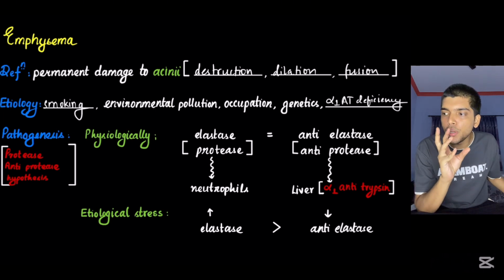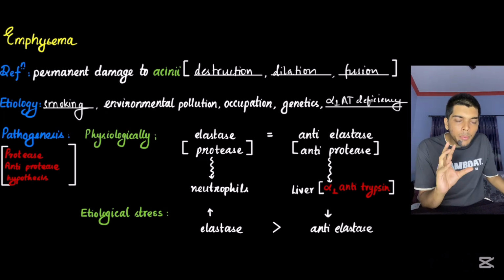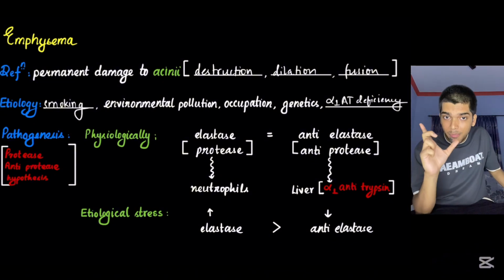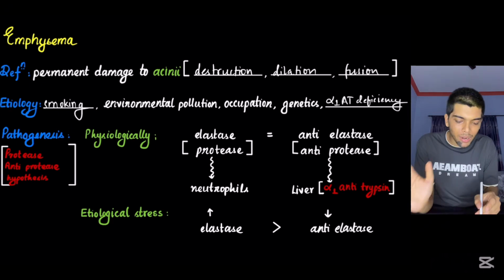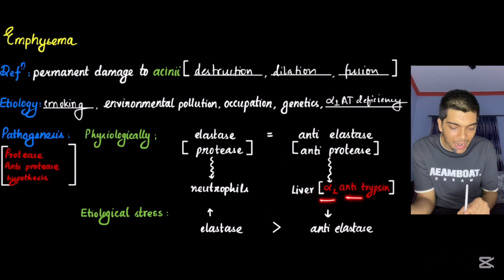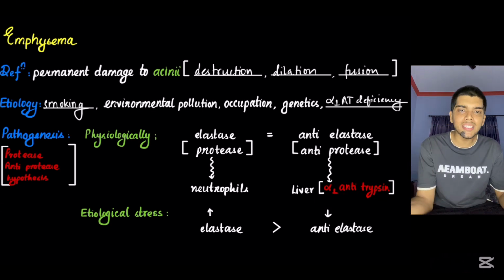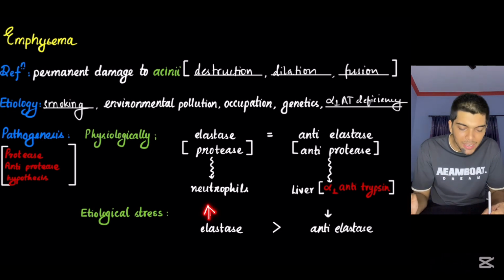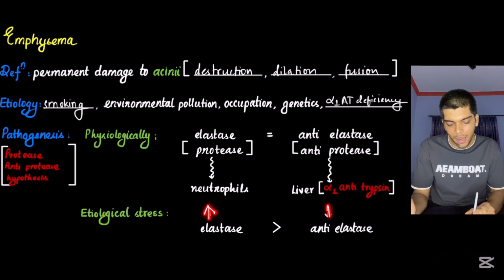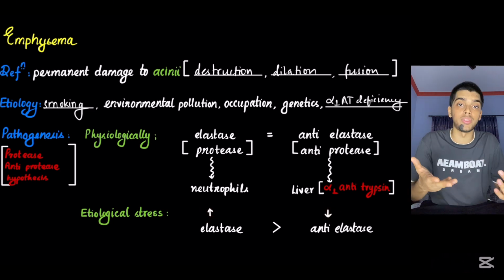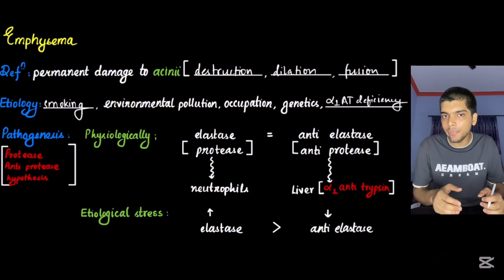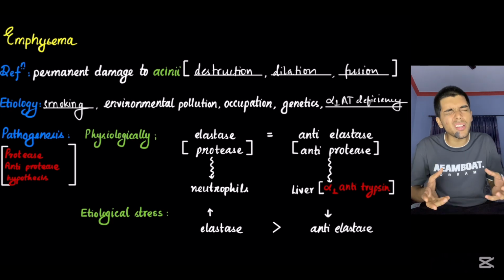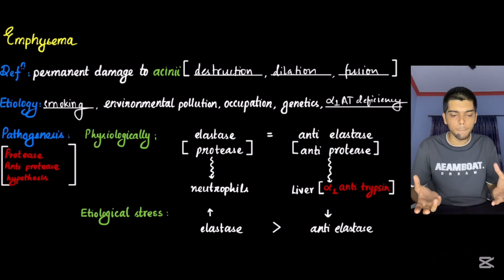Elastase is produced by neutrophils. And talking about anti-elastase or anti-protease, the most famous anti-protease present in your blood circulation is produced by your liver, and it is alpha-1 antitrypsin. So I mentioned various etiological factors here, right? They either increase the amount of elastase or decrease the amount of anti-elastase, or do both, increase elastase and decrease anti-elastase at the same time. As a result, elastase becomes more than anti-elastase, there is more destruction of elastic tissue, and there is emphysema.